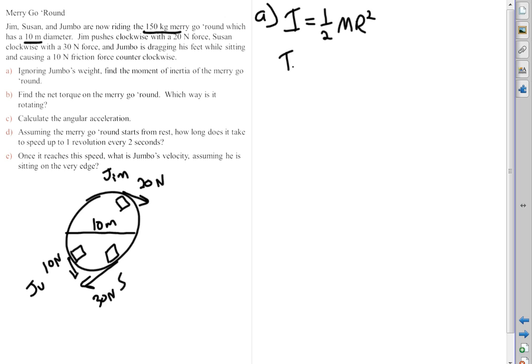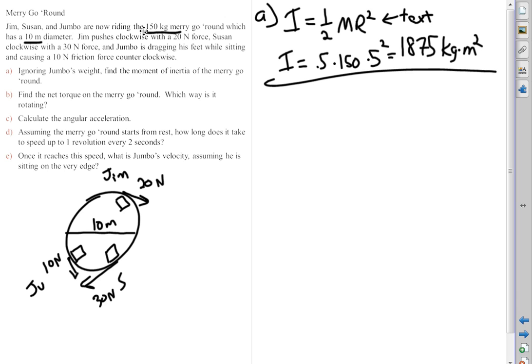Once again, we're going to model this merry-go-round as a disc or as a cylinder. So from the textbook, we have that formula, 1/2 mr squared. That is 1/2 times the mass times the radius squared. We end up with a moment of inertia of 1,875 kilogram meters squared.